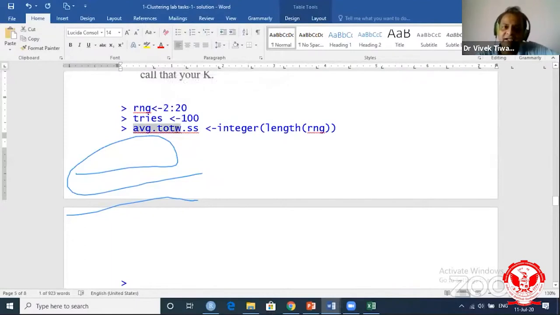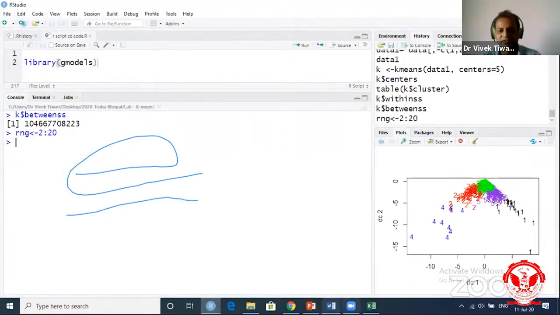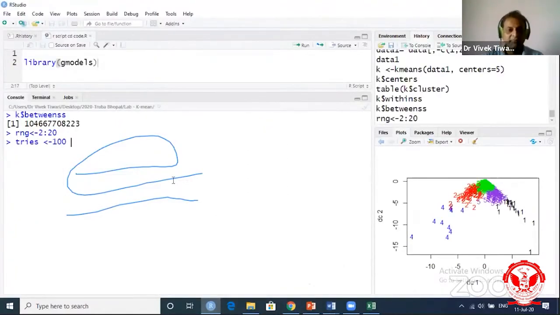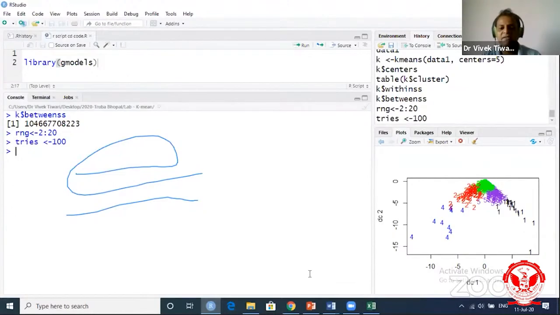The size of that variable should be equal to the total number of different values of k I am going to consider. That's why the range is 19. The length of the range variable would be 19. So I create a vector sized for all the possible values of k. I have to run it and see whether it creates the elbow method for this given data set. With respect to every k value, I am running my algorithm 100 times, because each time my algorithm may give different results.